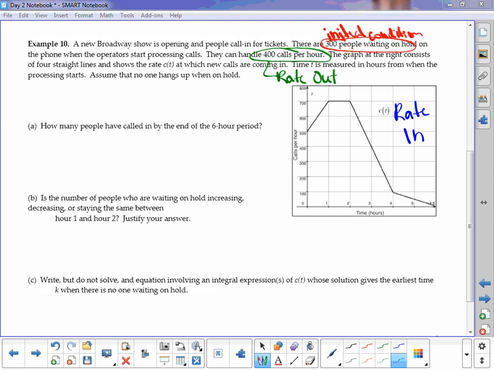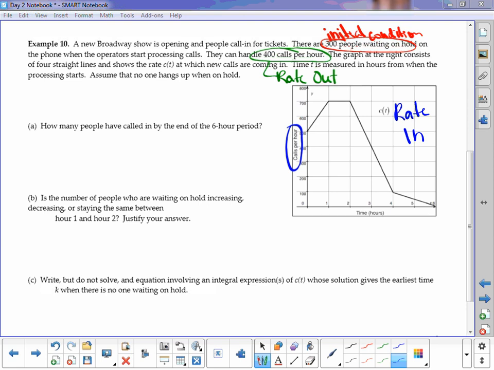Now remember, our rate here is in calls per hour. And we can see that our rate of people calling in is changing over time. But again, our rate of people being processed is the same 400 no matter what time. Now, if I were to integrate this rate here, because this is rate in calls per hour, if I were to integrate this rate, what would that give me? Remember, integrating takes you back. So we had calls per hour. What would integrating take me to?